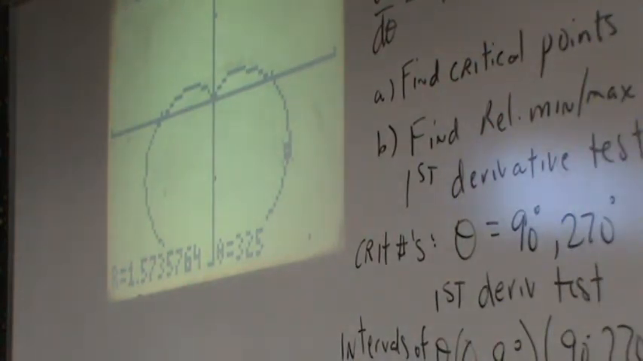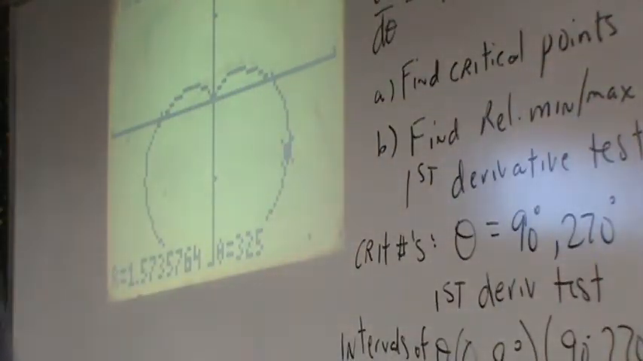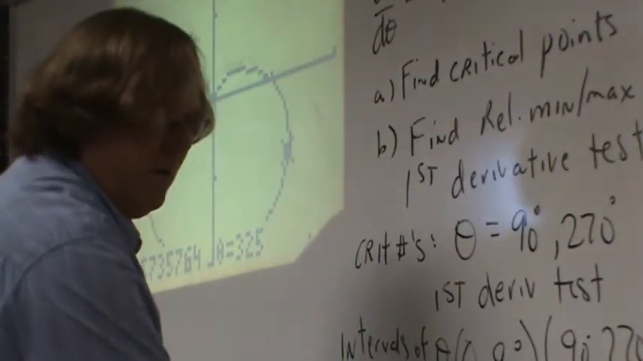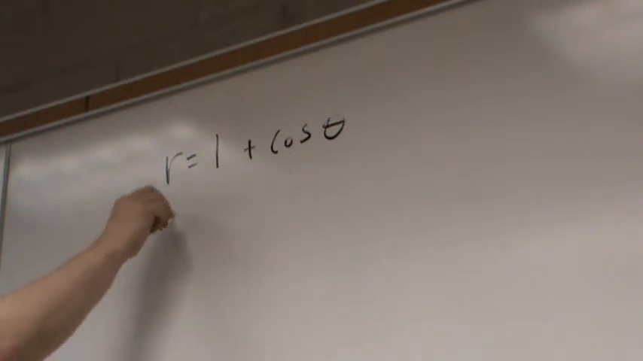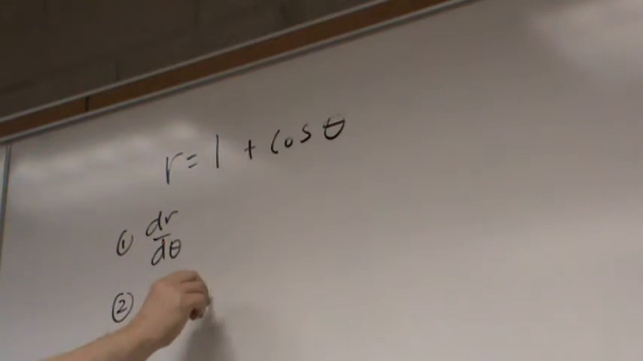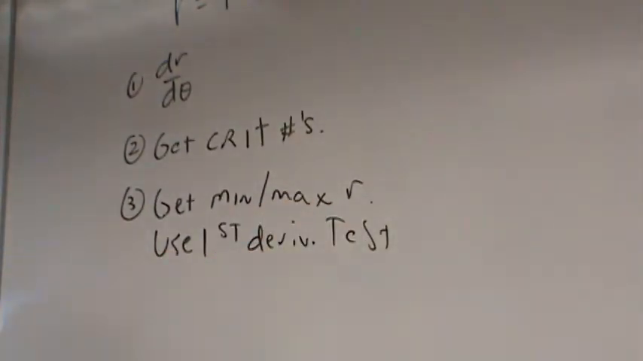Well, it's time for you guys to do one. And all I'm asking you to do is find dr d theta and find the minimum and maximum R and the theta values where it's located at. And so you're going to do that for the following equation here. And I guess I did dilly-dally too much, but R equals 1 plus cosine theta. Okay? Number 1, get dr d theta. Number 2, get your critical numbers. That is those theta values. And then number 3, get min and max R's. Use first derivative test. Okay, good luck, you guys.